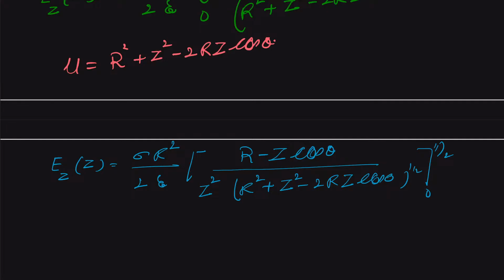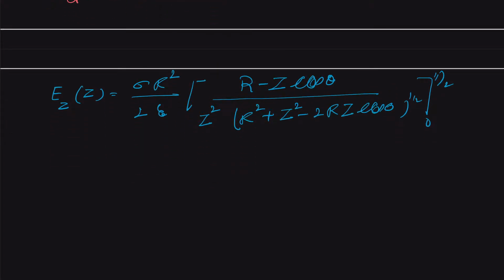Okay, so the upper limit is pi by 2, so cos theta will be equal to 0, and the lower limit is 0, so cos theta will be equal to 1. Okay, so let us sort it out.